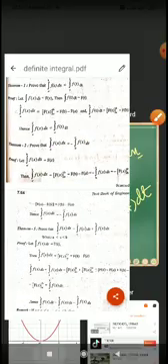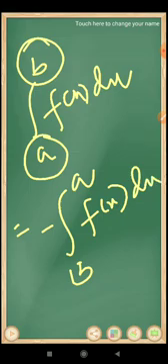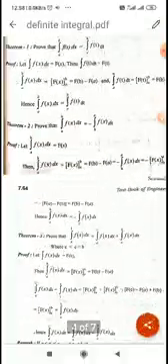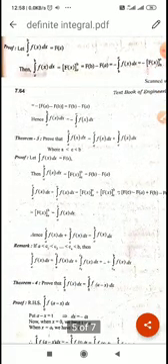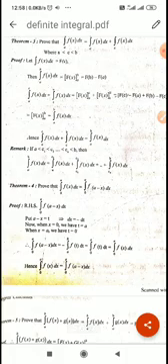Okay, you can see here, if our a to b f of x dx, this is our lower limit and this is our upper limit. When we are interchanging the lower limit and upper limit, then our integration will be multiplied by a minus. Okay, this is the property. Then the next thing is, yeah, these are the intermediate points. Okay, you can see here the properties.